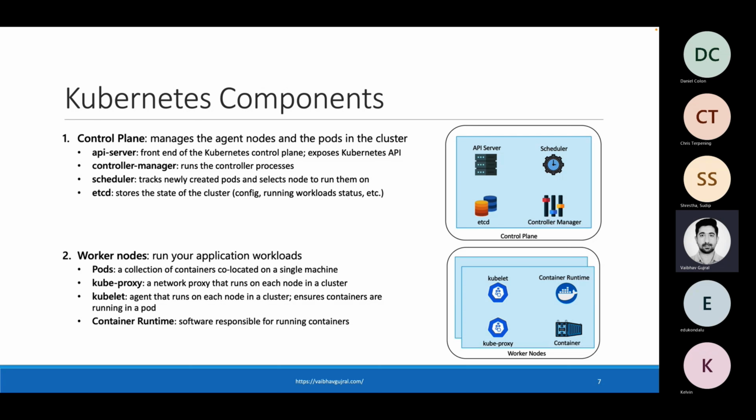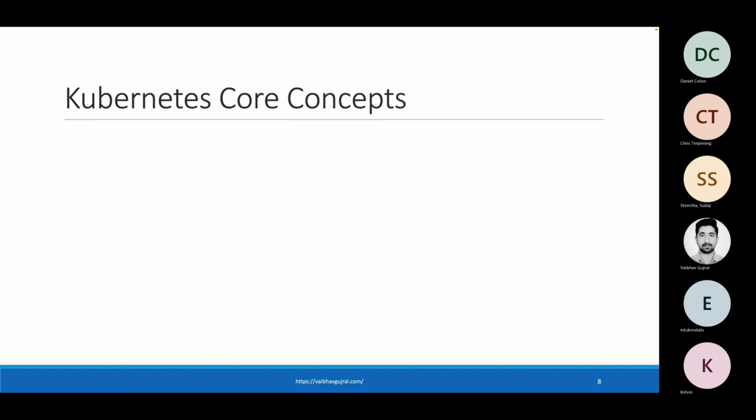So kubelets are the agents that run on each node inside a cluster to ensure that your containers are running inside the pods, and your kube-proxy is the component which ensures that the networking is set up between the different pods and the nodes, and they can talk to each other.